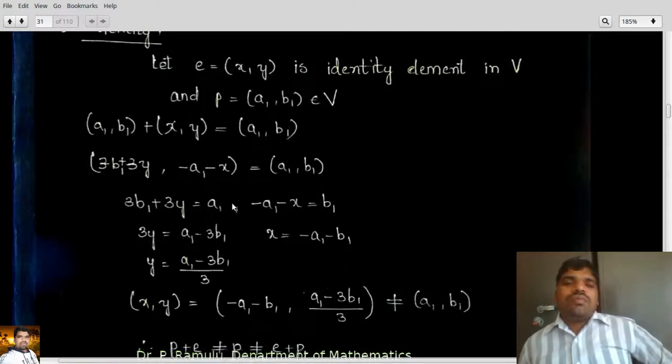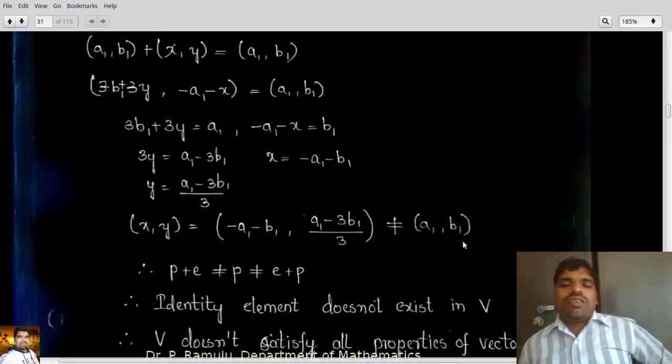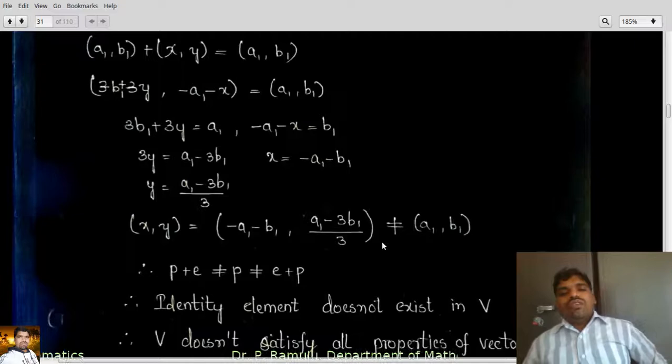If I simplify this, what happens? We get 3b1 plus 3y equal to a1, and minus a1 minus x equal to b1. Simplifying, we get (x, y) equal to this, which is not equal to (a1, b1).